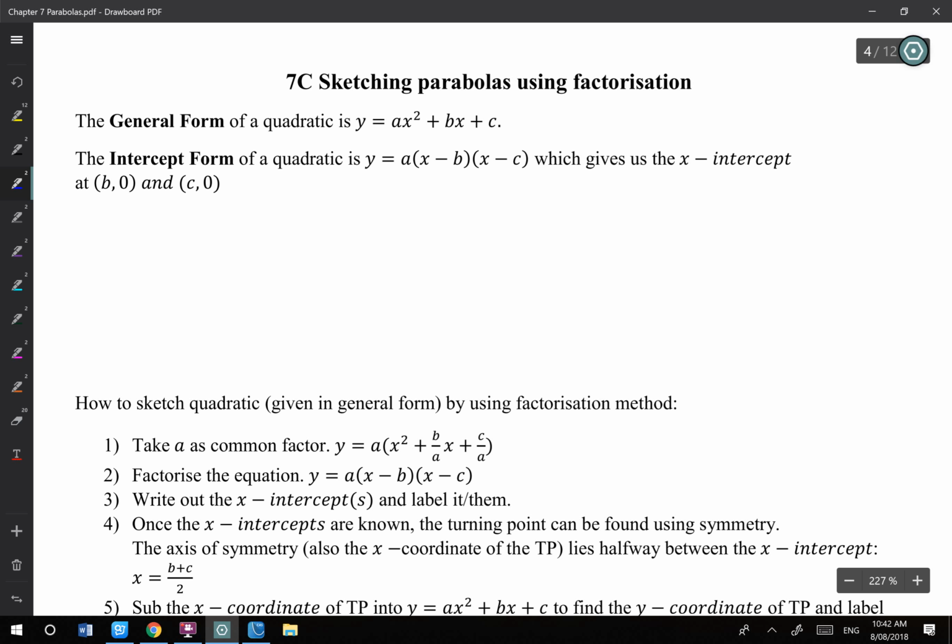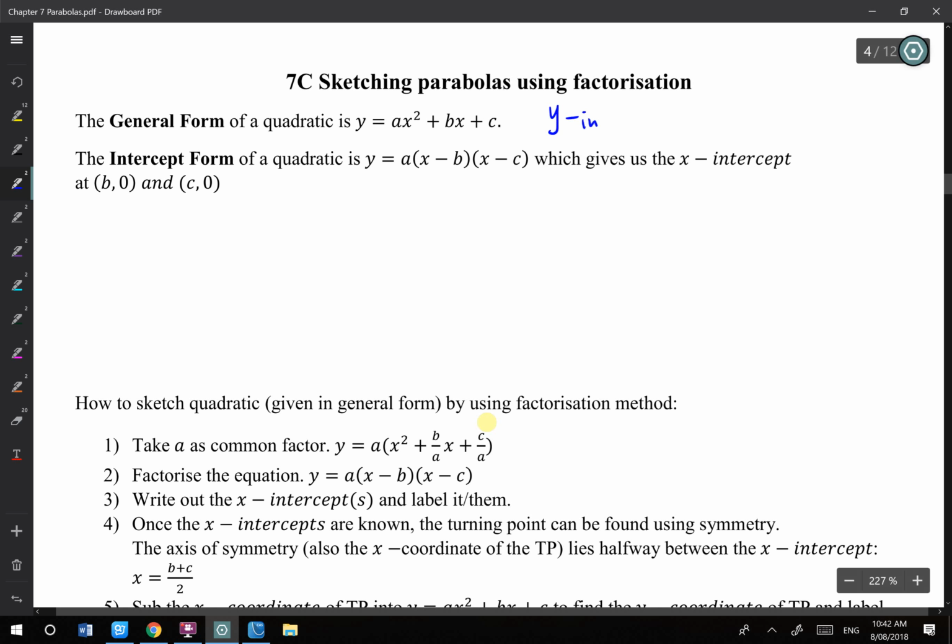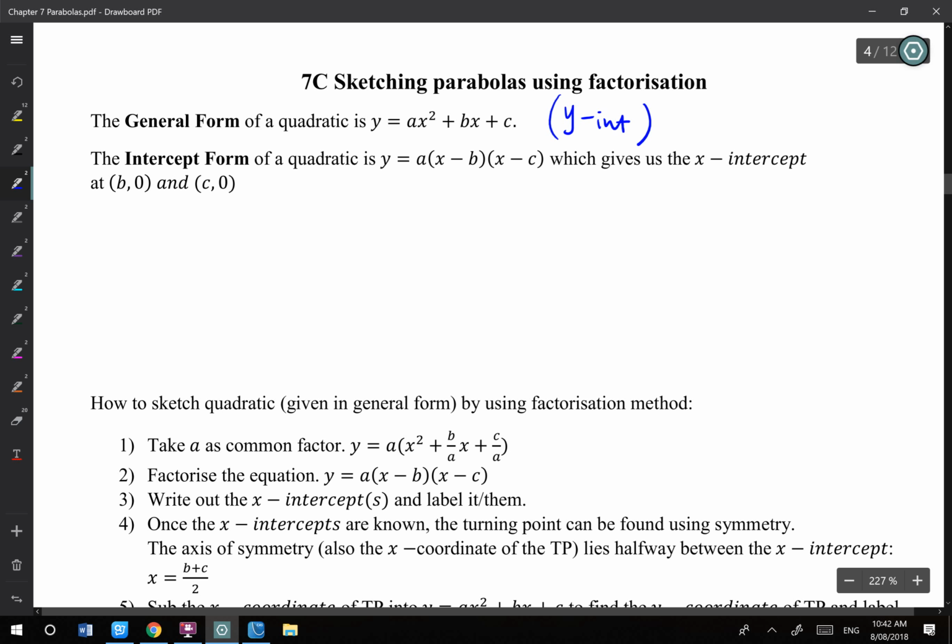So we have three different forms for a quadratic. First, the general form. The general form can tell us the y-intercept easily.